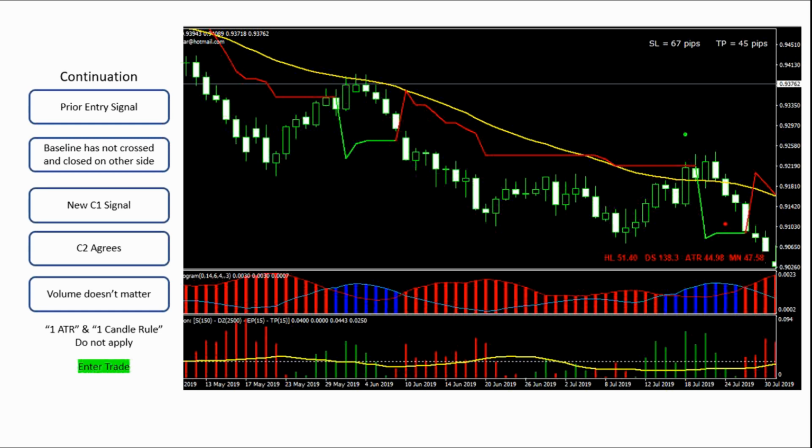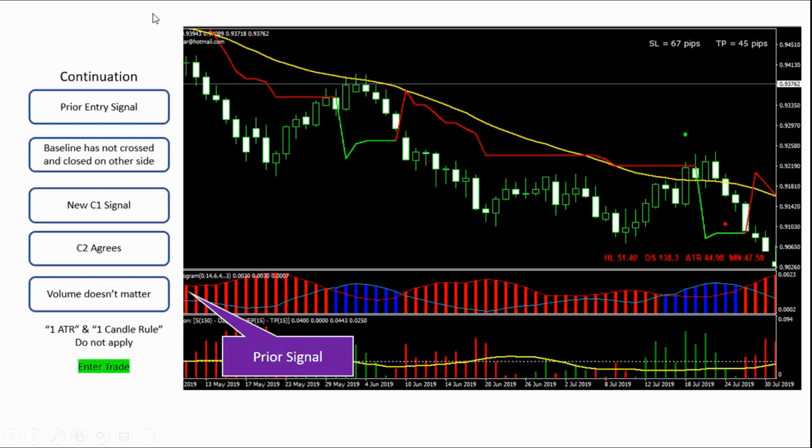If it's helpful for you, great. If it's not, then just leave it alone. Let it go. But I just wanted to share with you what I've been doing. So first of all, the first rule of a continuation trade is that you would have already had some type of previous signal in the past.